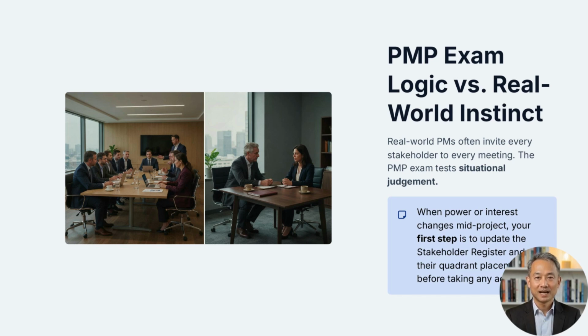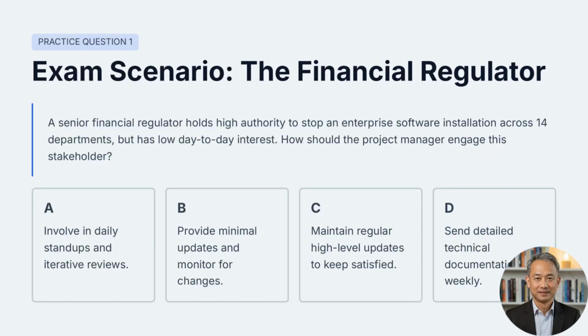If a stakeholder's power or interest changes during the project, your first action should be to update the stakeholder register and reassess their position on the grid. Only then should you adjust communication and engagement activities accordingly. Let us test your understanding with the first scenario.